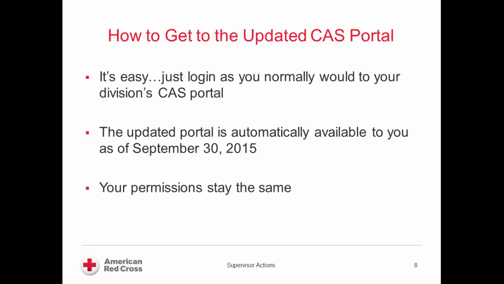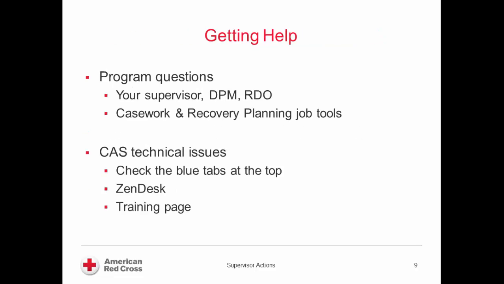How do you get to the updated CAS portal? It's easy. You just log in as you normally would to your division's CAS portal. The updated portal will automatically be available to you as of September 30th, 2015. Your permissions stay the same. Getting help. If you have program questions, you should reach out to your supervisor, your DPM, or RDO.